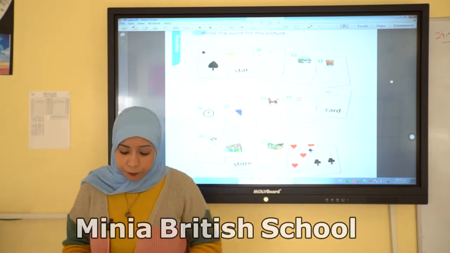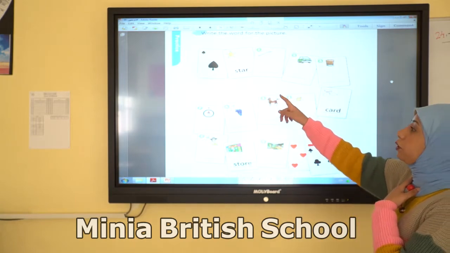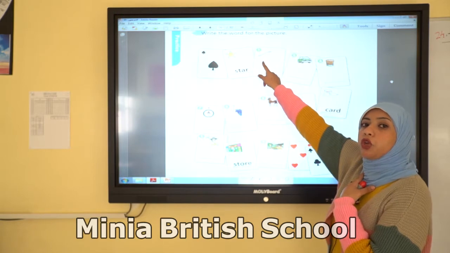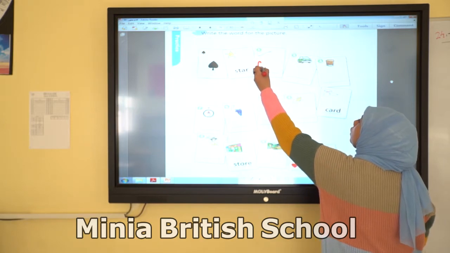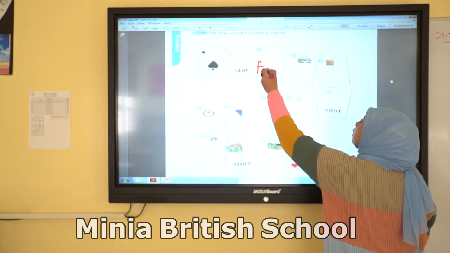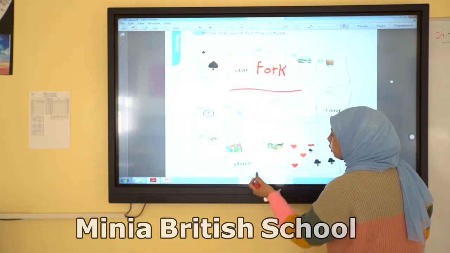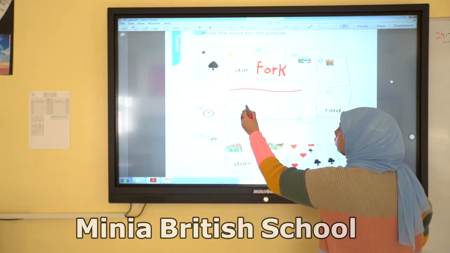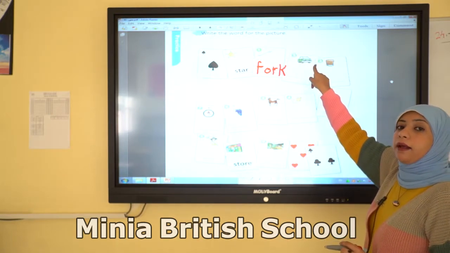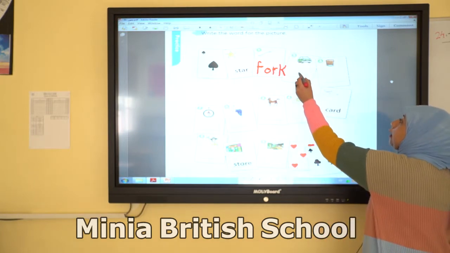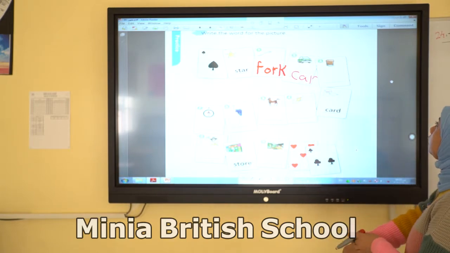Let's see the second one. What's this? What can you see in this picture? What's this, Kiji? Excellent. It's what? Fork. Okay. So. Second one. What can you see here? It's what? Excellent. Car. So here we write car. Okay, Kiji? Okay, the next one.